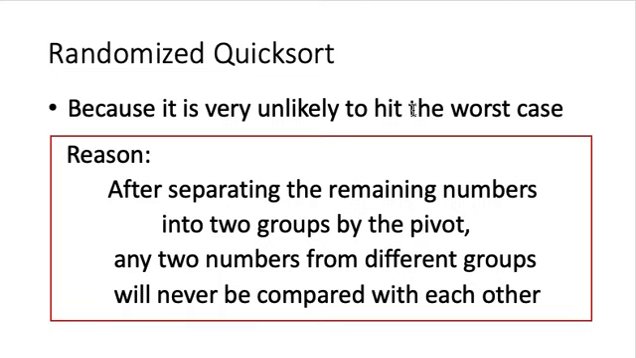Now, the good point about quicksort here is that when we select a certain number as the pivot, it will separate the numbers into two groups. And then, after this separation, any number from the first group will never be compared with any number from the second group. So we try to compare numbers so that we know which one is larger and which one is smaller, but by using the pivot, we save a lot of comparisons.